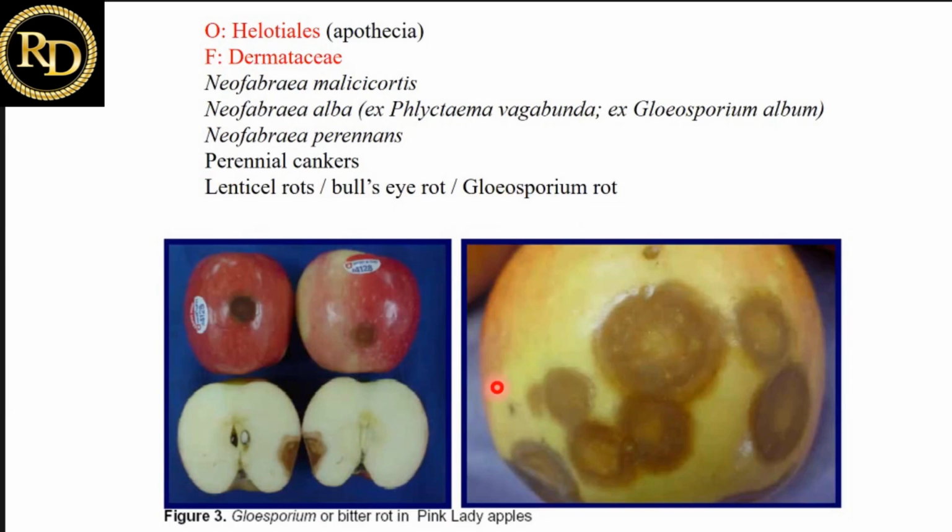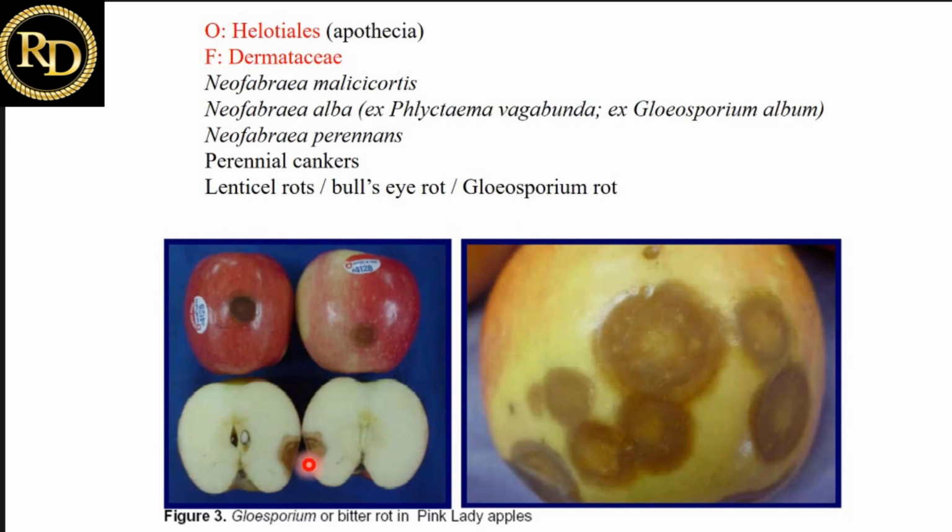Here we can see some symptoms on Pink Lady apples. As you can see from the symptom, the middle of the rot normally is yellow, whereas the external part is brown. So for this reason, it is very similar to an eye, and so it has been called bull's eye rot, because it has this appearance very close to the eye of an animal.